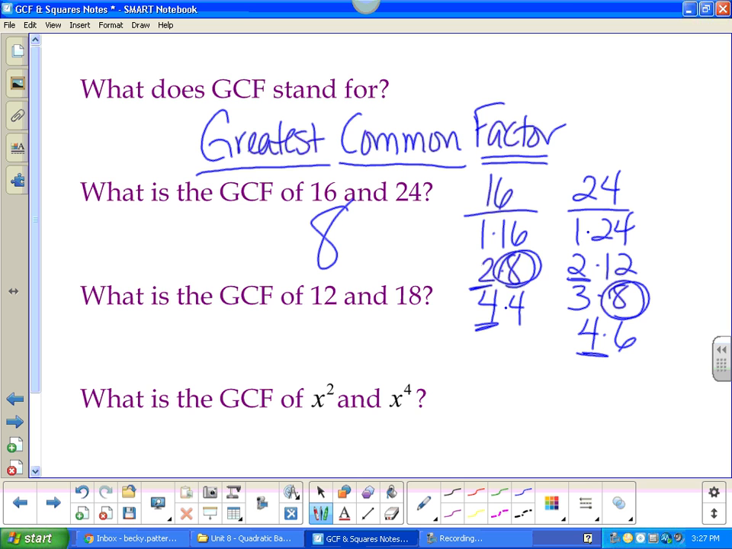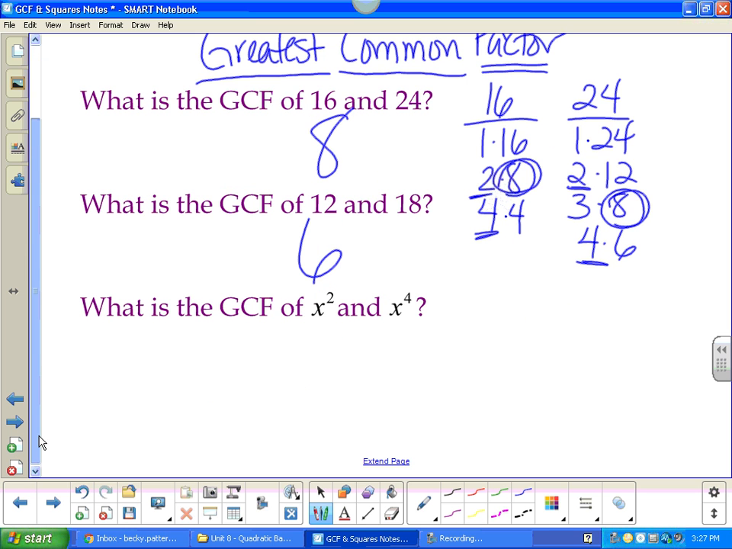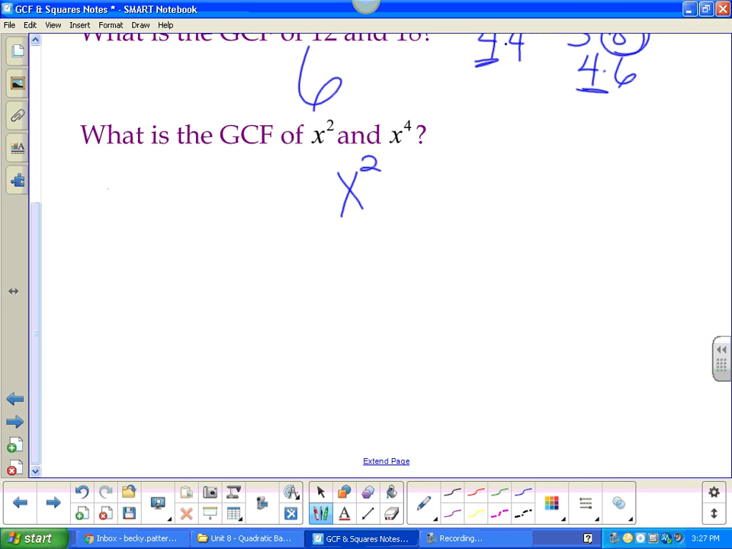The GCF of 12 and 18, 2 goes, but that's not the biggest. 6 goes, and that's the biggest. The GCF of x squared and x to the fourth is going to be x squared. But let's clarify some things. If I wanted the GCF of x to the third and x to the fifth, it would be x to the third. I can write x to the fifth as x to the third times x squared. So x to the third is a factor.